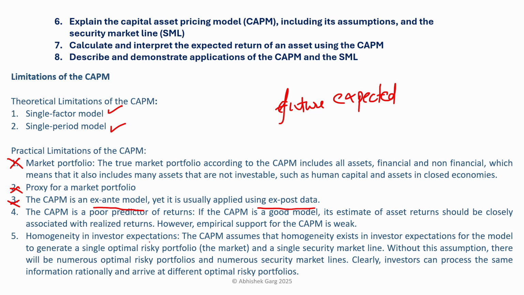Homogeneity in investor expectations. The CAPM assumes that homogeneity exists in investor expectations for the model to generate a single optimal risky portfolio and a single security market line. Without this assumption, there will be numerous optimal risky portfolios and numerous security market lines, because one investor's expectations cannot be matched with another investor's expectations. They have different utilities and different optimal risky portfolios.